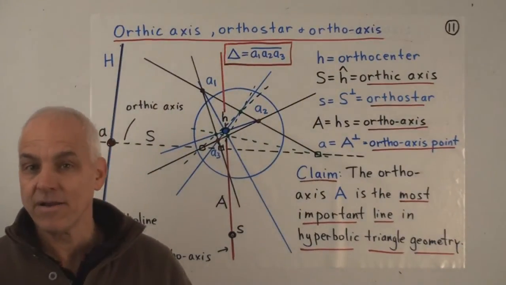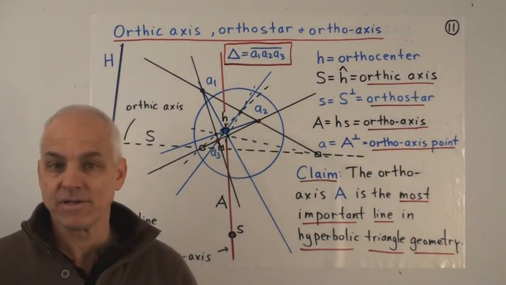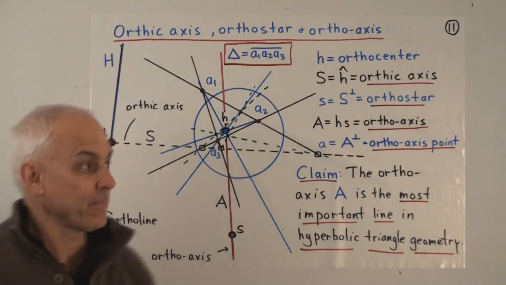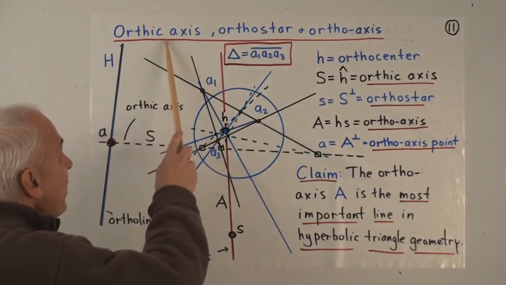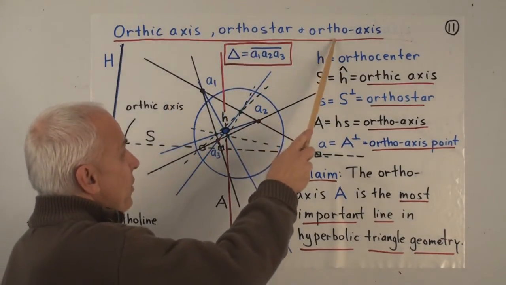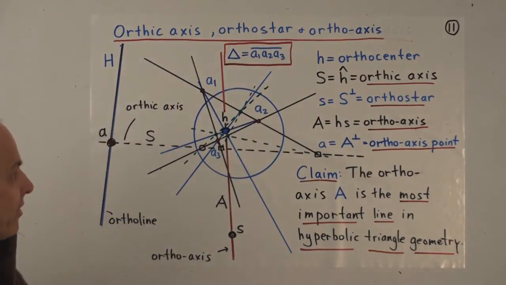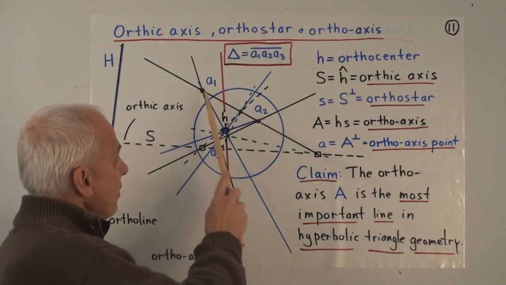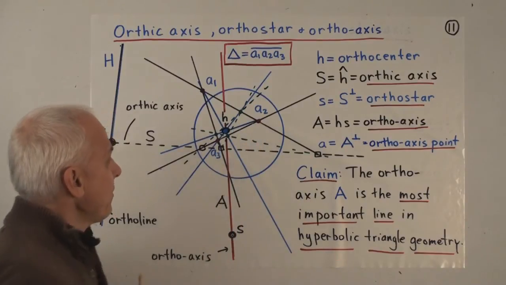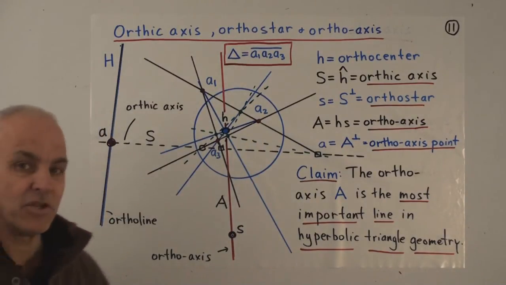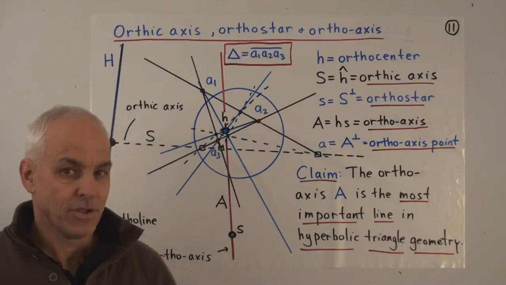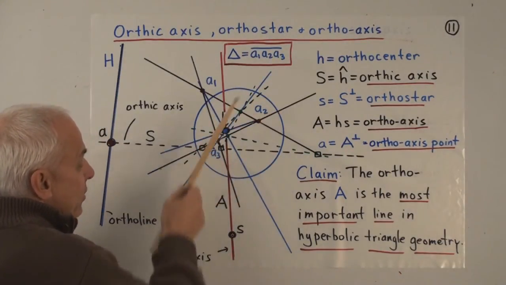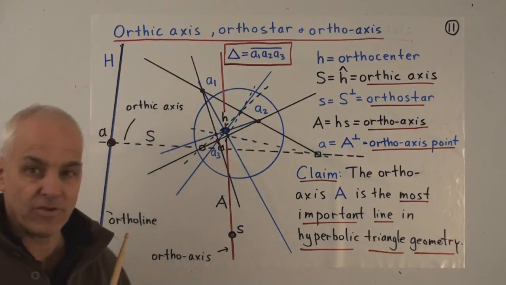We're now going to define some very important points and lines associated to a triangle in the hyperbolic setting. We're going to define the orthic axis, the orthostar, and the ortho-axis of a triangle. We're going to work with this fixed triangle A1, A2, A3. There it is there, A1, A2, A3. And we're going to assume it's a non-dual triangle, so that the altitudes are well defined. There they are in blue. And those three altitudes meet in the orthocenter H.